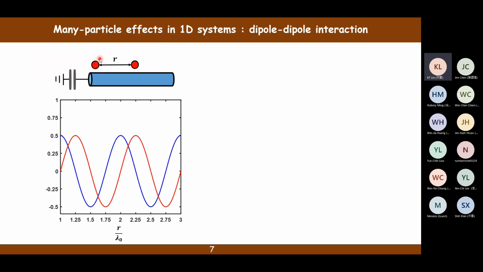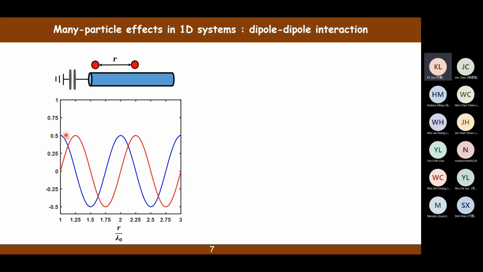Okay, they are separated by a distance r, and as we know, these two qubits can exchange photons with each other, and they will build up a correlation between them. This kind of correlation is called a dipole interaction. This interaction will introduce two additional important quantities, and they will affect the properties of the two qubits.